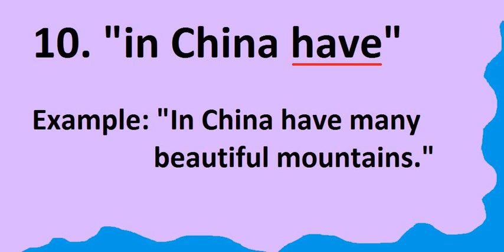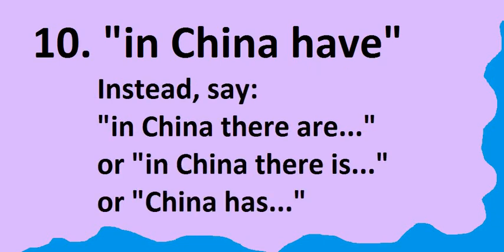Number 10. In China have. For example, in China have many beautiful mountains. Now this is not right. The have is the problem here. Instead, we should change this to in China there are many beautiful mountains. Or it might be in China there is a Great Wall. Or you could say China has many beautiful mountains, as long as you don't use the in. But do not say in China have.